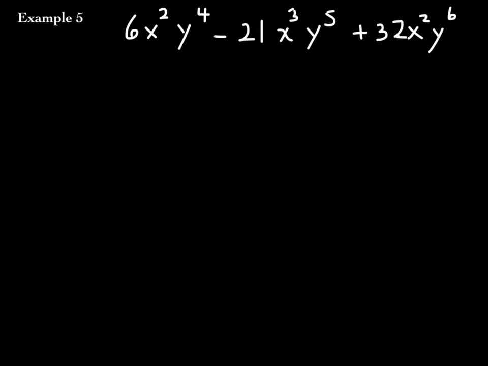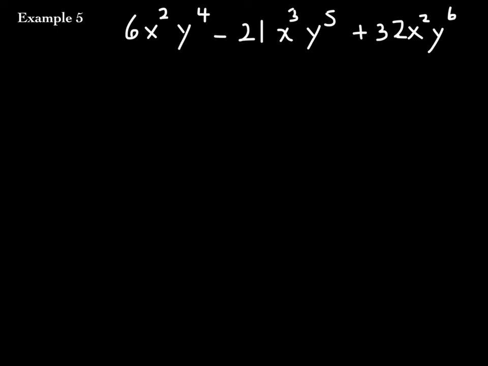Everything is divisible. Let's see. The factors of 6 are only 2 and 3, so those are the only factors I need to check. Everything's not divisible by 2 because 21 is not divisible by 2. The other factor of 6 is 3, so let's check 3. This is divisible by 3, this is divisible by 3, but 32 is not. So can't do anything there with the coefficients.